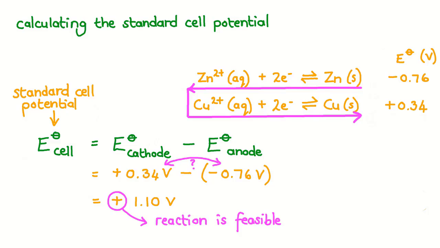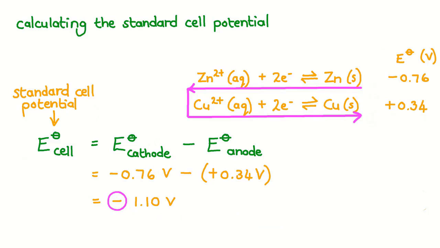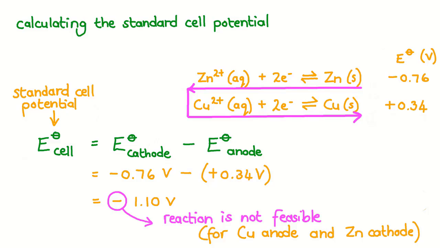What would happen if we swapped these two values? We would get negative 1.10 volts for the answer. This would tell us that the reaction is not feasible when copper is made the anode and zinc the cathode. In other words, the spontaneous reduction of zinc by copper will not occur.